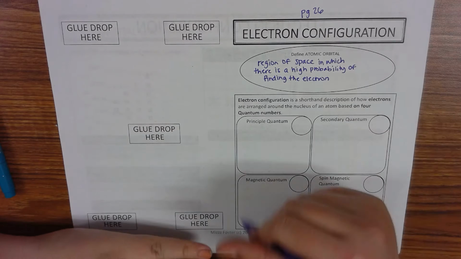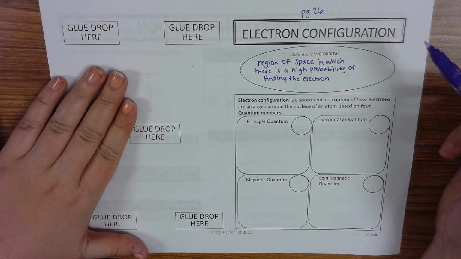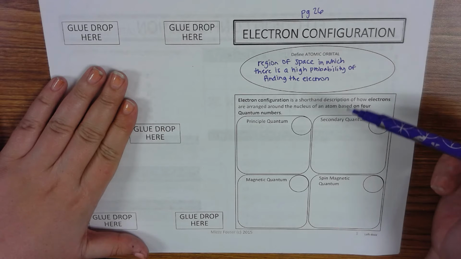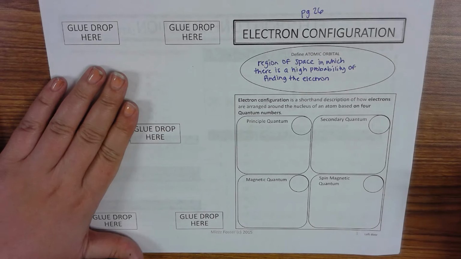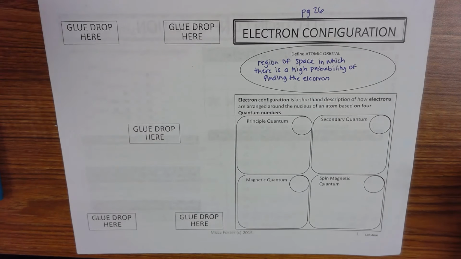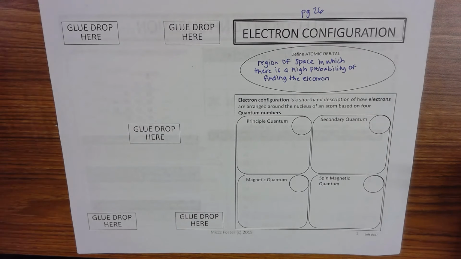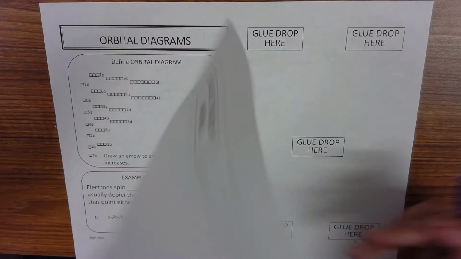Now this part down here, remember for mainstream chemistry, in other words, every class period except for second period, you can cross this out. You don't need to worry about quantum numbers. For advanced chemistry, there's going to be a separate video for you to watch that'll go over that specifically. So that's electron configuration.